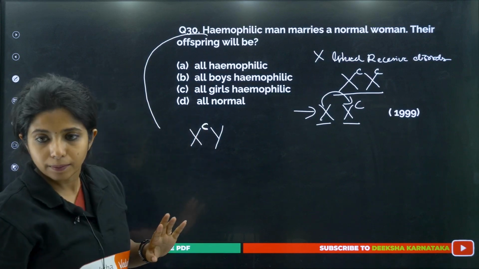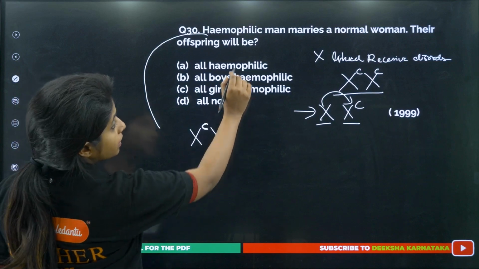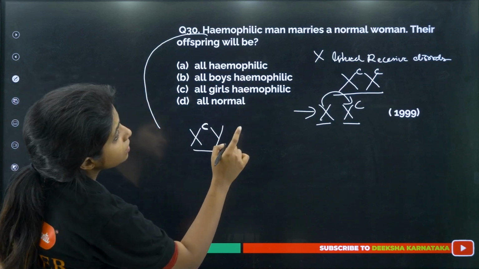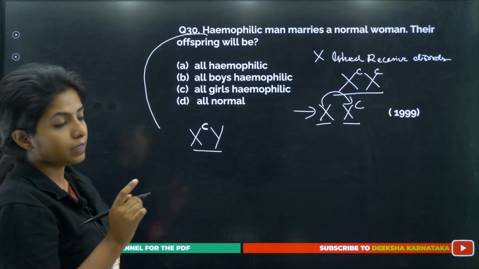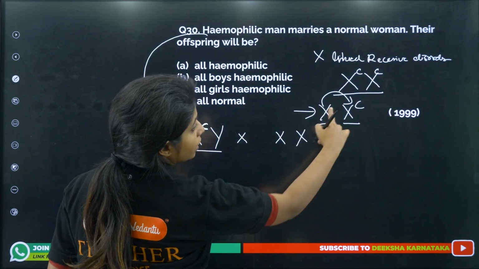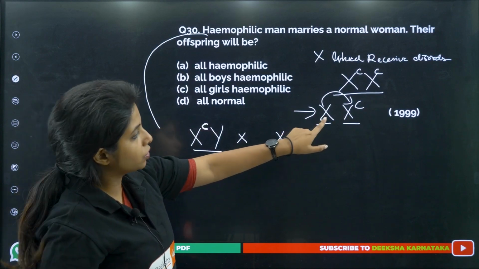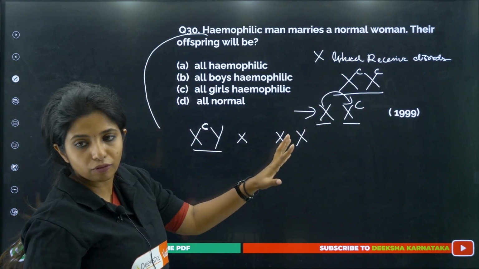So this is XC and Y. Okay. So over here, this is a hemophilic man and he is marrying a normal woman. So a normal woman can be like this or it can be like this also, because this one is also a carrier, this is also normal, she is not hemophilic.